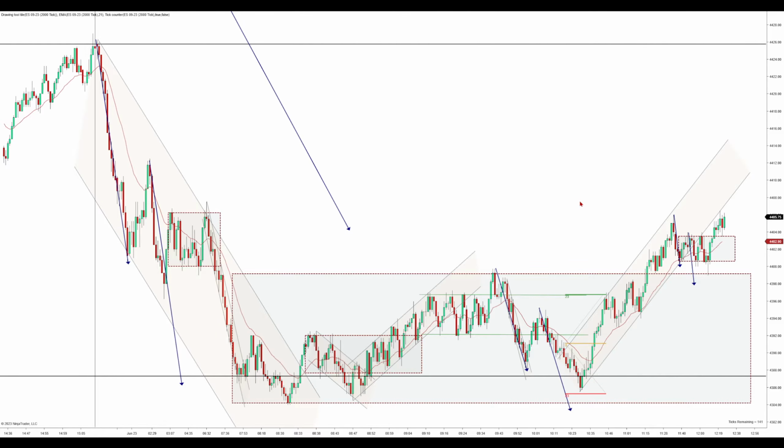I'm trading the ES futures on a 2000 tick chart with the 21 EMA. So I've got the overnight high up here and the overnight low down here. These are our key levels for the day.